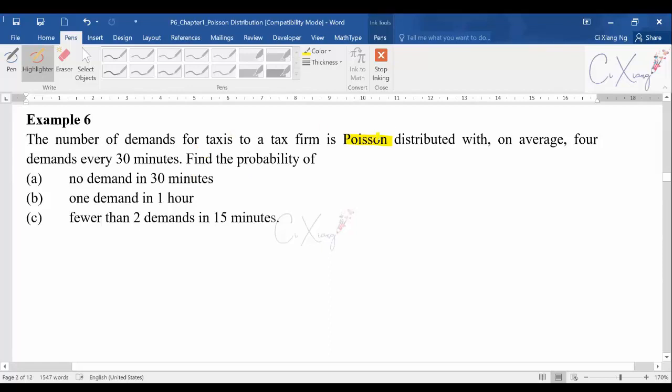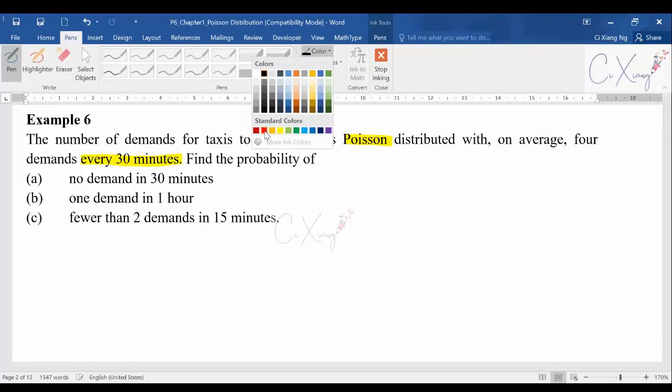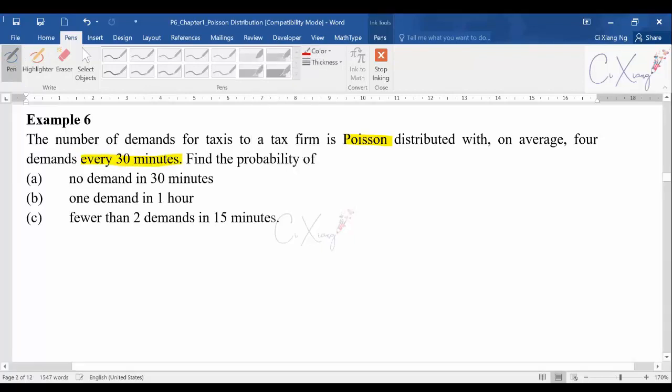If they didn't give you the keyword Poisson, then when you want to look for the Poisson distribution, you are looking for the interval. So you highlight this one, every 30 minutes. The every 30 minutes is the interval given in this question. From here you should roughly know that it belongs to the Poisson distribution. So let us answer the question now.